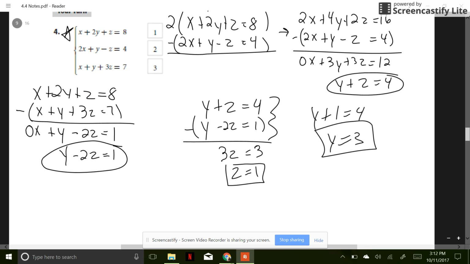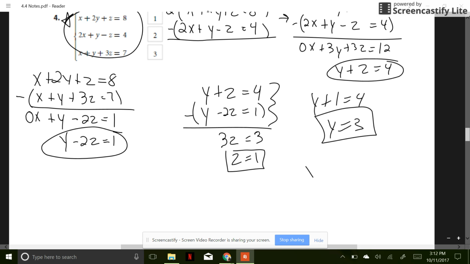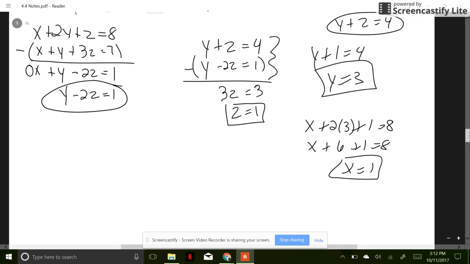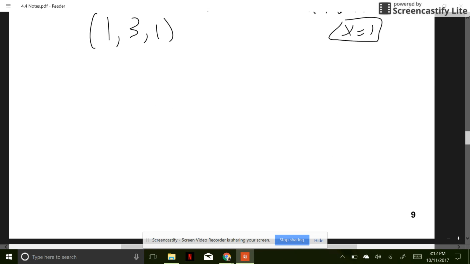Now we take those two values, plug them into any of these three equations up here. So I'm going to pick the top one. x plus 2 times y plus z is equal to 8. So x plus 6 plus 1 equals 8. x is equal to 1. We have all three of our variables. Write our answer as an ordered triple, (1, 3, 1).